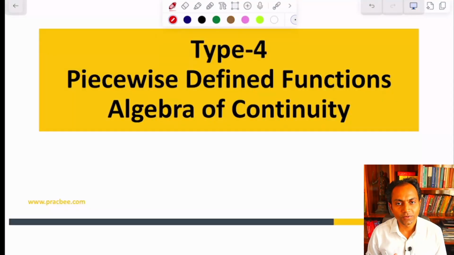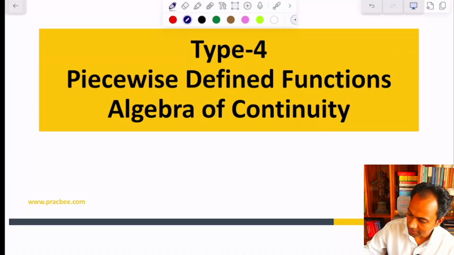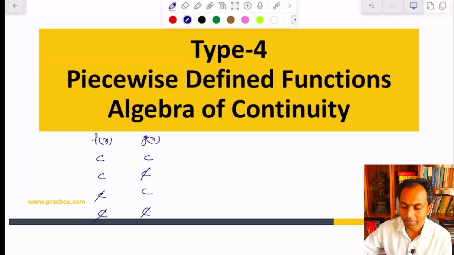Now another technique of checking continuity is based on algebra of continuity. Now what is this? Let us say that you have two functions. One is f(x), another is g(x). And let us say that both of these functions are continuous. Another case, this is continuous, this is discontinuous, discontinuous, continuous, and both discontinuous. So now what can we comment on their addition?